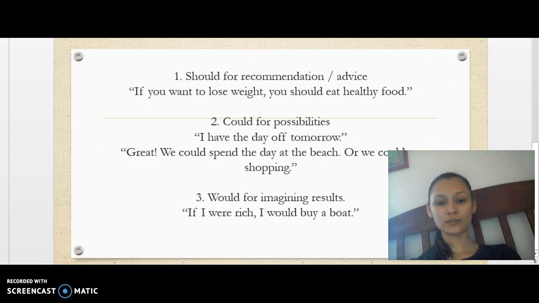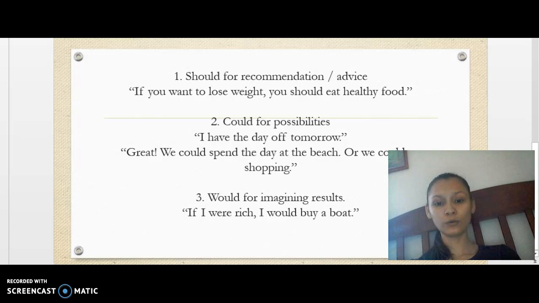For example, the past modal should we can use for a recommendation or advice. One example is: if you want to lose weight, you should eat healthy food. This is an example of the tool for recommendation.